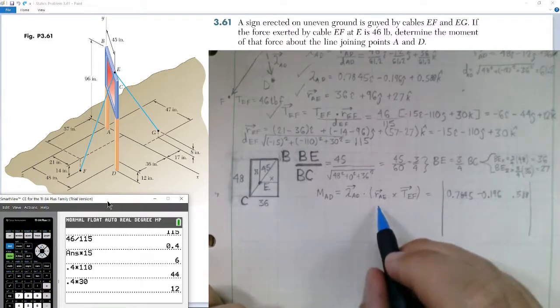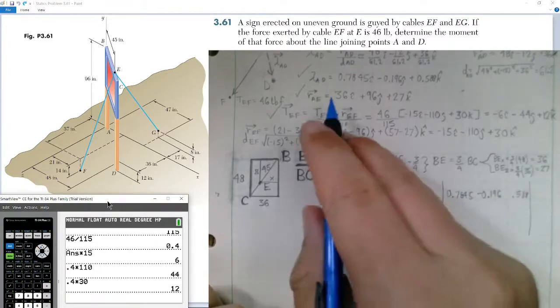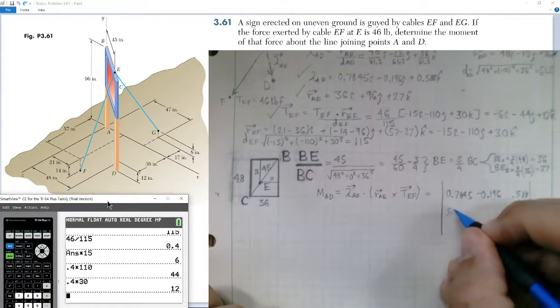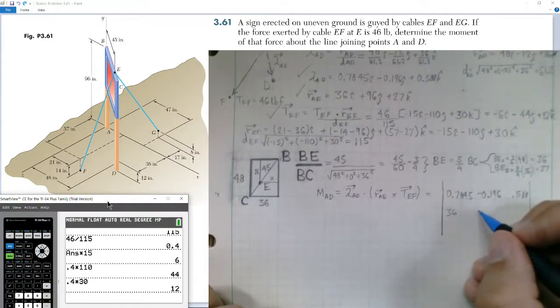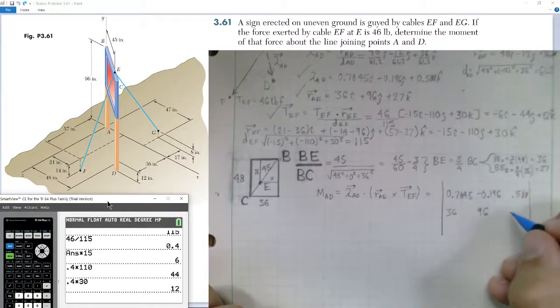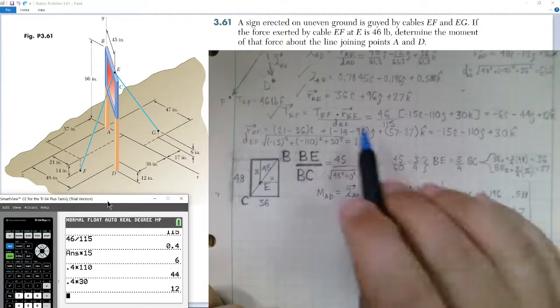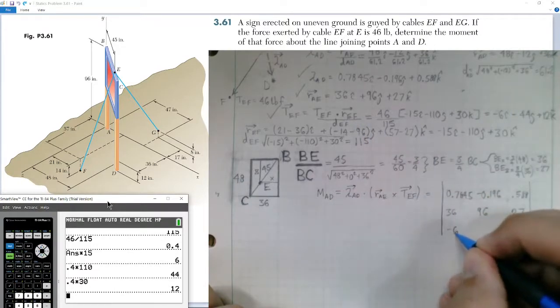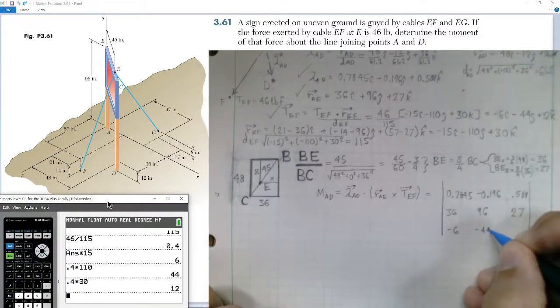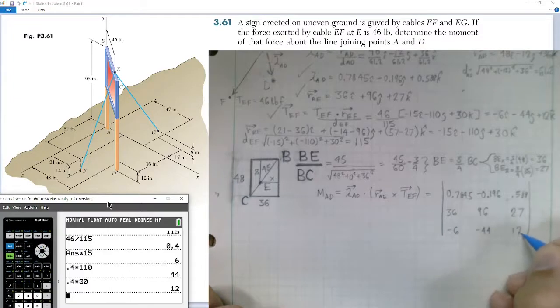Now, the position vector going from A to E, we have right here 36 i hat, positive 96 in the j direction, the y-axis direction, and then positive 27 in the z-axis. Finally, we have our tension vector, which is negative 6, negative 44, and 12.